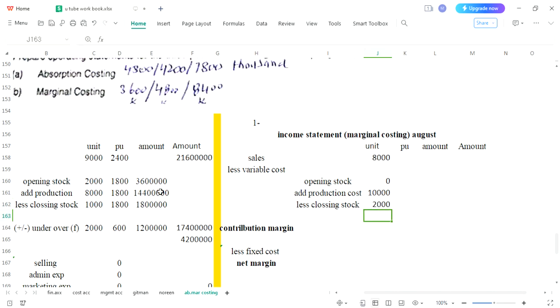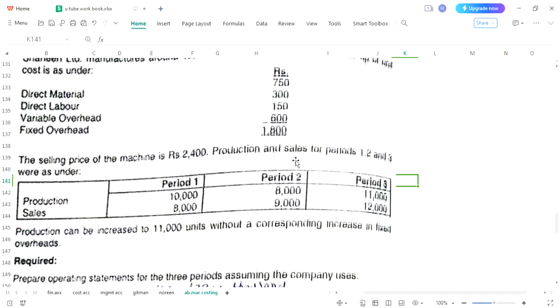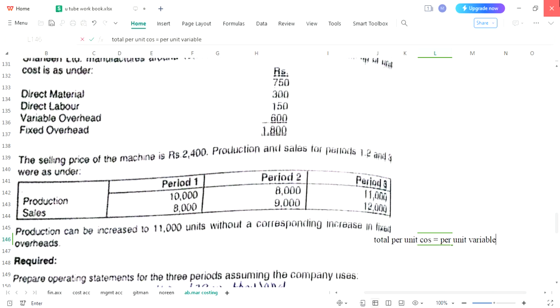The basic difference between absorption and marginal costing will arrive over here. You need to put per unit cost, and since we only need variable cost, this is your total cost and fixed cost is 600, and here you can calculate it total per unit. Actually it is very easy, directly it can be calculated, but just for you to understand I'm writing over here: total per unit cost would be equal to per unit variable cost and add per unit fixed cost.